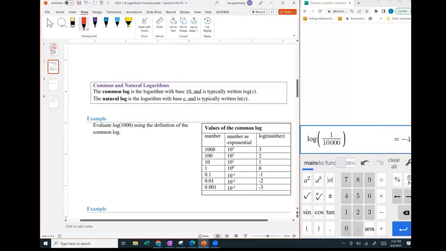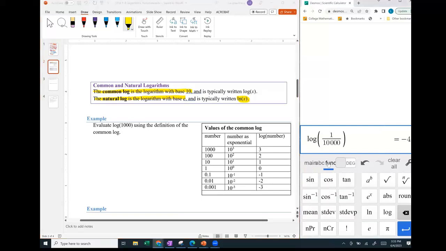Now, I already talked to you about common log. The common log is the logarithm with base 10, just like I said. The natural log is the log with base e, and that's what the ln function is. So if you see here, it's not in, it's ln. This is log base 10. This is log base e. Okay?